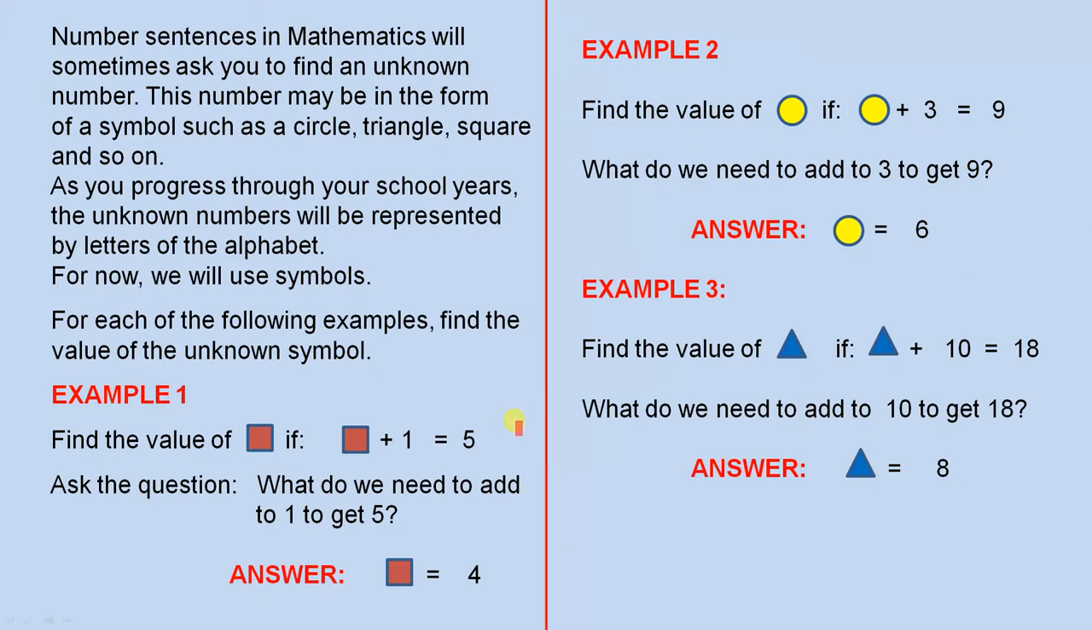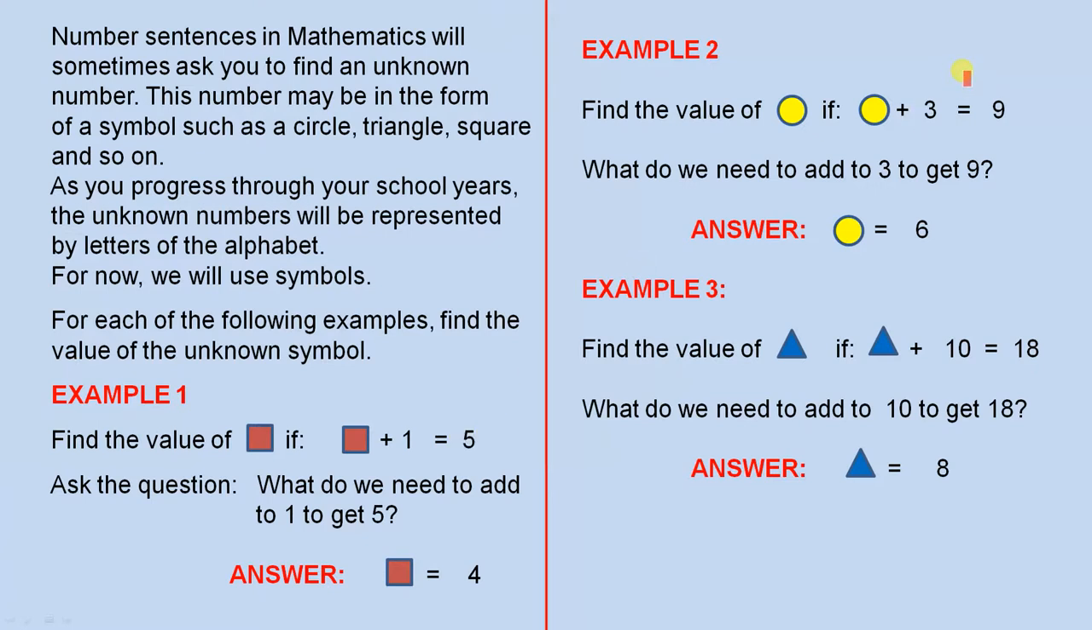Example 1. Find the value of the square if the square plus 1 equals 5. Ask the question, what do we need to add to 1 to get 5? The answer, the square equals 4, because 4 plus 1 equals 5.